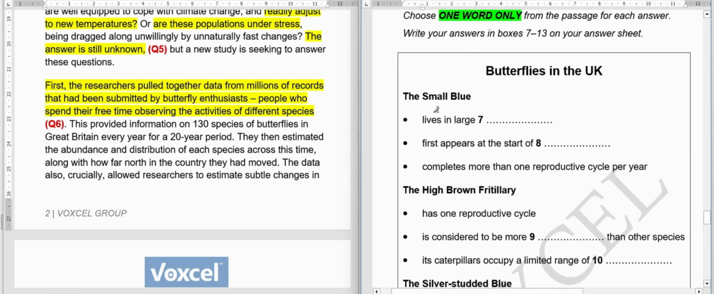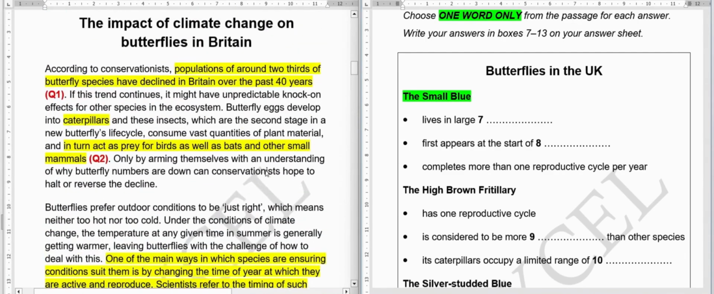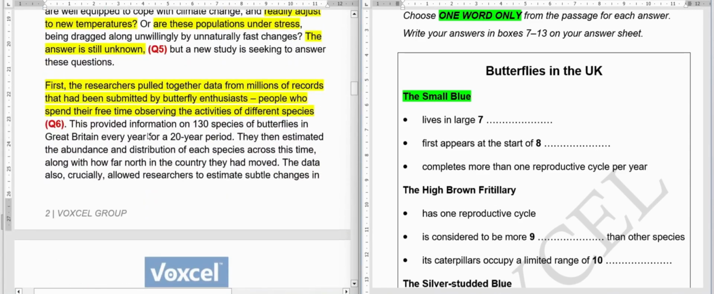Butterflies in the UK, the small blue. Okay, so we haven't read anything about this particular species, the small blue. That just means luckily we don't have to go back up again. We will continue from here onwards. Lives in large. So we're talking about butterflies in the UK. This particular butterfly is called the small blue, and lives in large. So first tell me, what kind of word do you think could be written here?